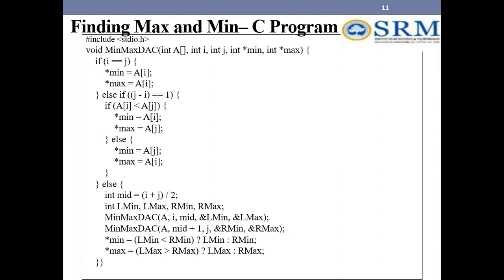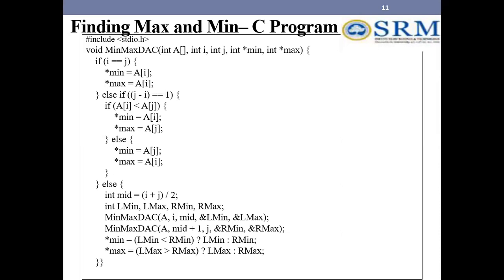Else, find the mid value, that is left plus right by 2, and call min max DAC with i, mid, and L min and L max. Again the min max DAC function is called for the right subtree: a, mid plus 1, j, and address of R minimum, address of R maximum. Why are we using pointer variables for storing the result? Because this algorithm returns 2 values, and those values should be received and stored in the variables min and max.